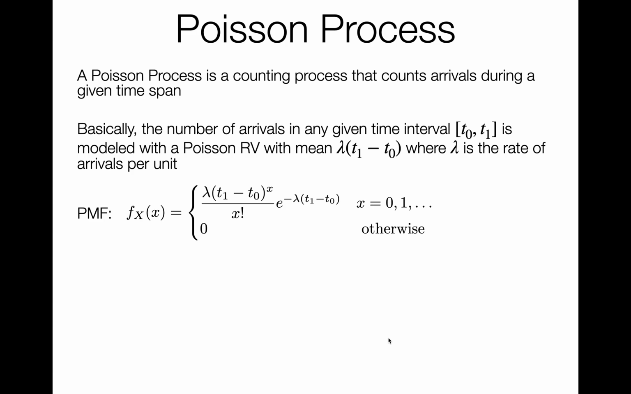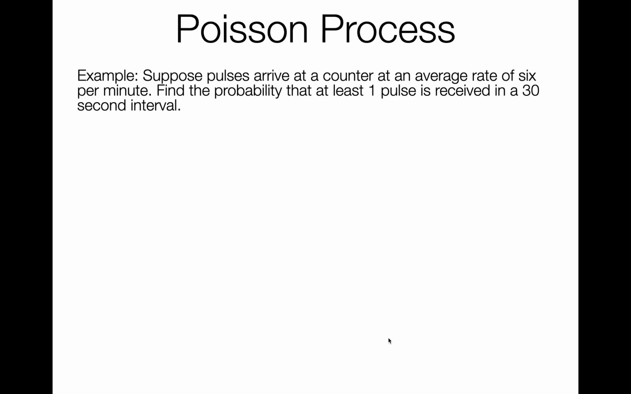Okay, so given this PMF, we're now going to calculate some probabilities, as is usual in this course. Suppose, for our example, that pulses arrive at a counter that counts the pulses at an average rate of 6 pulses per minute. I want to find the probability that at least one pulse is received in a 30-second interval.